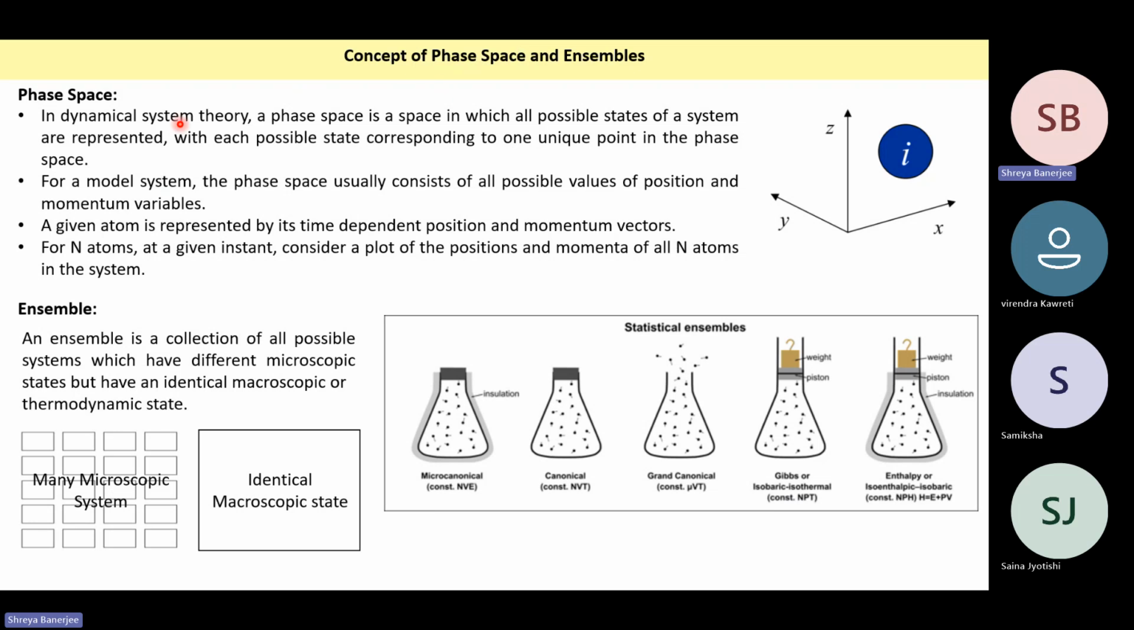Phase space is also a term which refers to the list of all possible position and momentum coordinates of all the atoms in the system. So, just taking a break from the steps to define some terms.